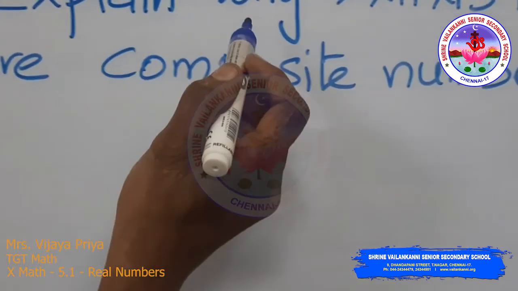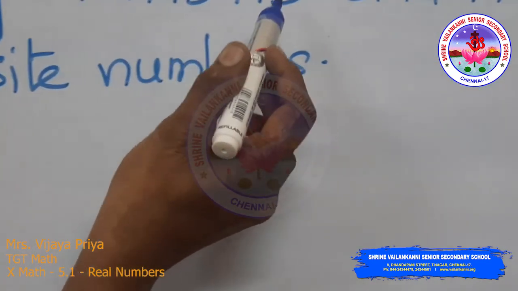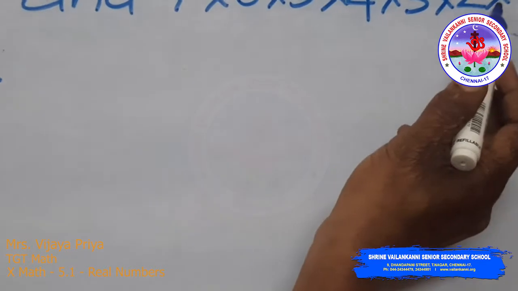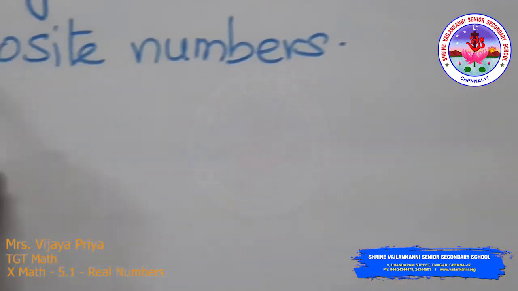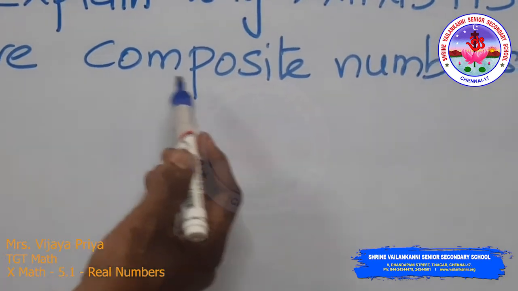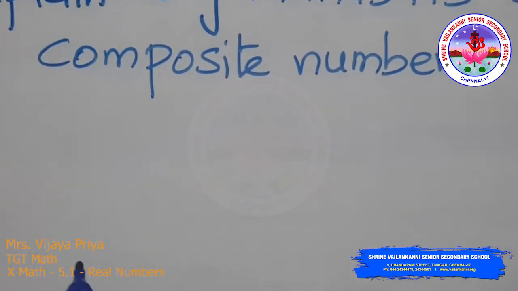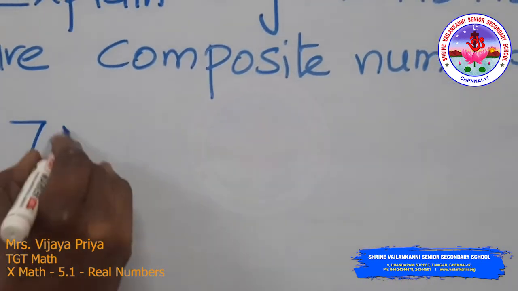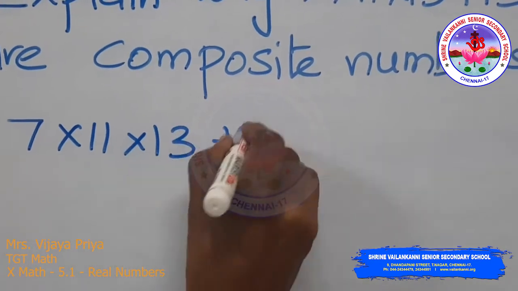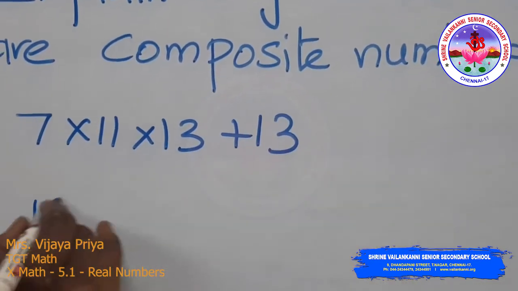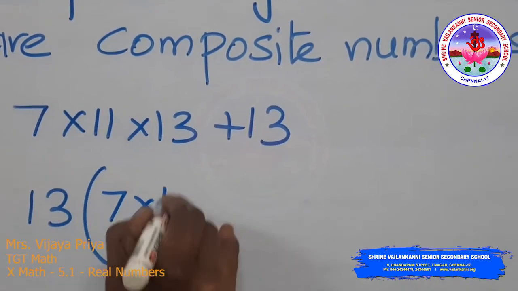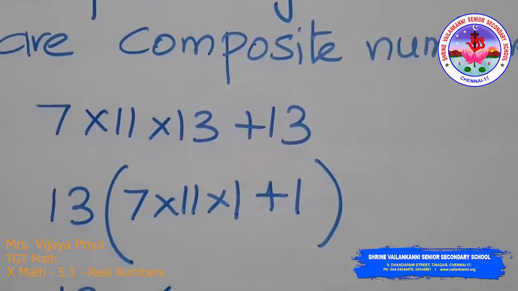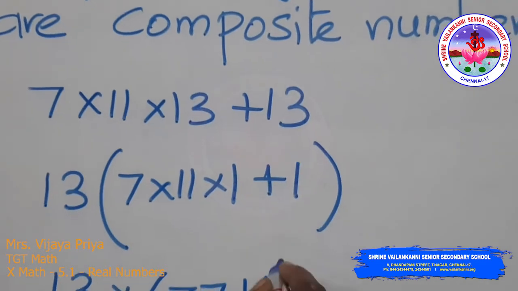Sixth problem, explain why 7 into 11 into 13 plus 13 and 7 into 6 into 5 into 4 into 3 into 2 into 1 plus 5 are composite numbers. So we know that composite numbers can be expressed as the product of prime factors. So I am going to write this expression as 7 into 11 into 13 plus 13, taking the 13 commonly outside, so I will get 7 into 11 into 1. If 13 goes, I will have plus 1. So 13 into 7, 11s are 77 plus 1.